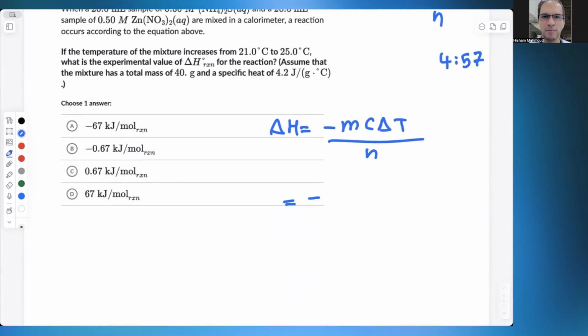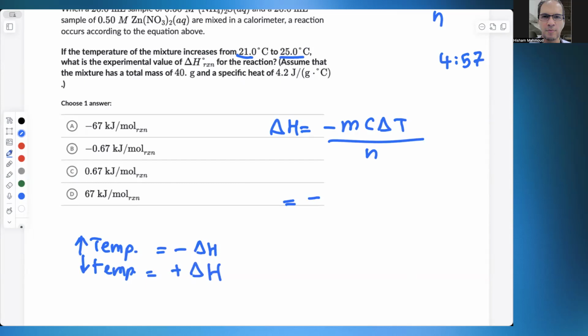So that's negative. Negative again because of an exothermic reaction, because the temperature has increased. If the temperature increased, then it is an exothermic reaction, so it is negative delta H. If the temperature decreased, this is an endothermic reaction, so it is positive delta H. Take care, the sign is as important as the numerical value.